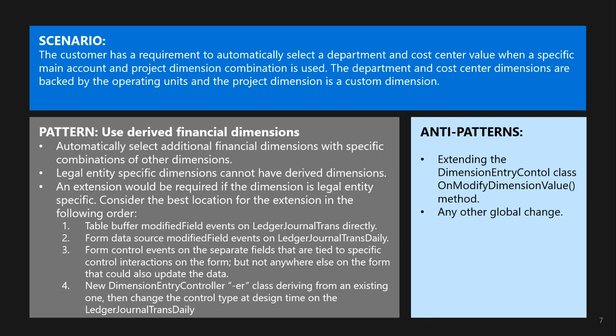So someone asked, where can we get lists of legal and non-legal entity specific dimensions? I don't think there's a public list. I think you have to just look at the data source of that particular entity.